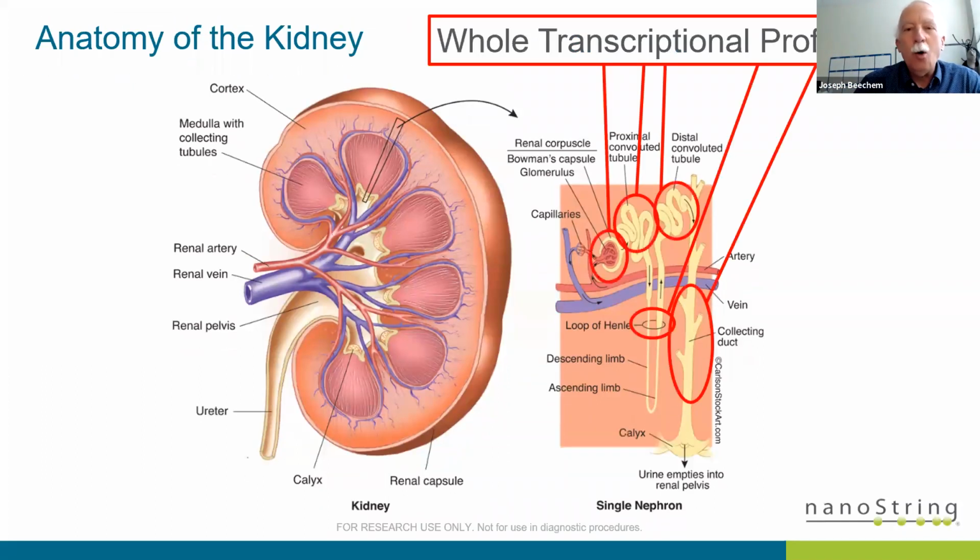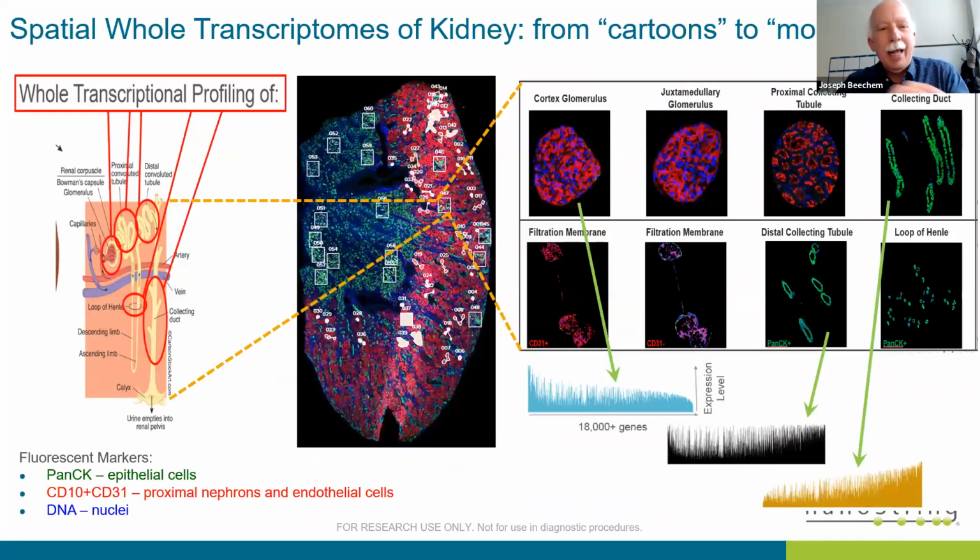And I'm going to do whole transcriptomes as I walk my way from the business end of that organ, that little glomerulus. I'm going to do whole transcriptomes, and I'm going to move into the proximal tubule, do whole transcriptomes, move into the loop of Henle, do whole transcriptomes, move into the distal convoluted tubule, do whole transcriptomes, and just watch the biology move as you move through an organ like this.